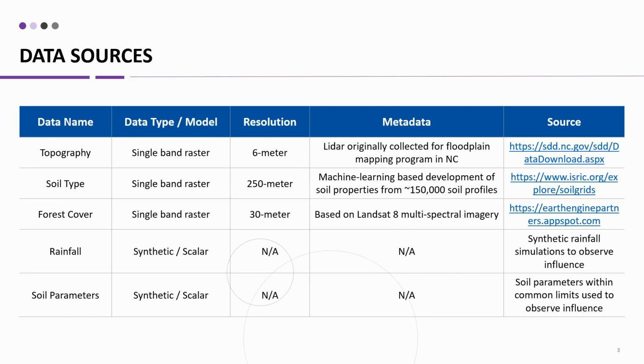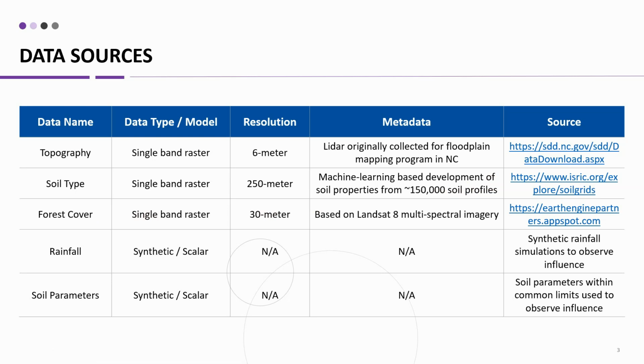The data sets that I'm using: topography is the primary data set, at 6-meter resolution from North Carolina. The 0.5 meter resolution data has been collected for our area of the state, but it is not yet released. Our soil data comes on a 250-meter grid from the ISRIC folks. Forestry data comes on a 30-meter grid based on Landsat 8 imagery. And our rainfall and soil geotechnical parameters are kind of synthetic or scalar data.